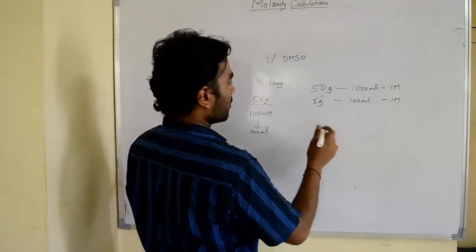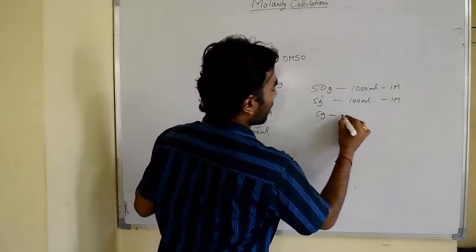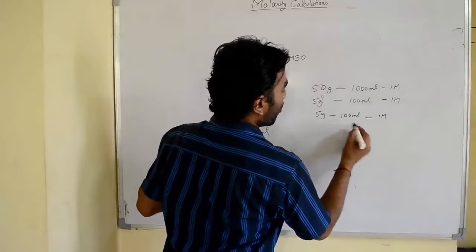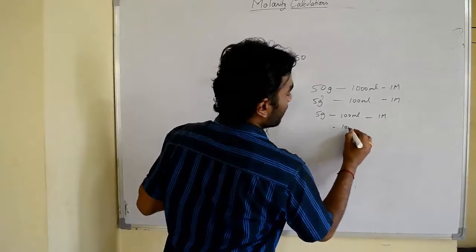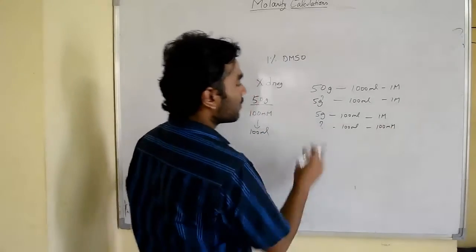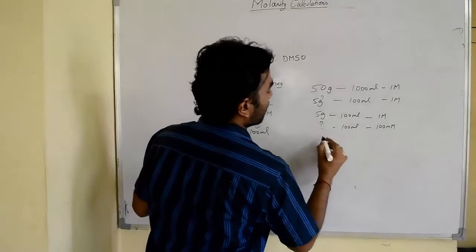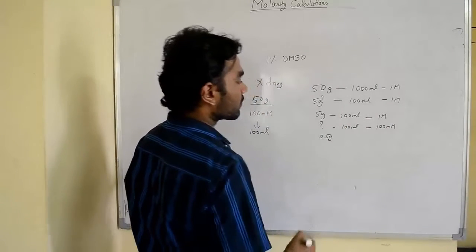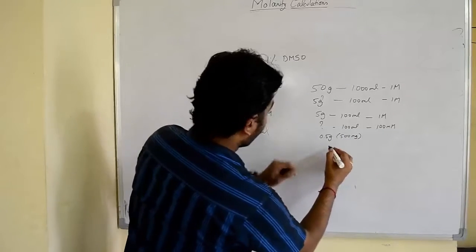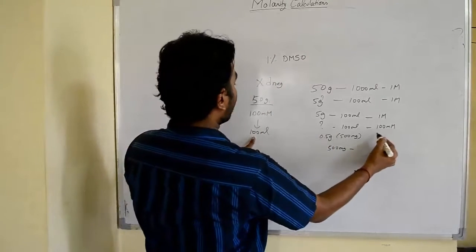Going on to the next step. This one is ready. Now I need this one. So if 5 grams is required to make 100 ml to get 1 molarity, how much should I take to get 100 millimolarity? Do the calculation here, forget about this, do the cross multiplication and you get 0.5 grams. So that is nothing but 500 mg. So you get 500 mg to be taken in 100 ml with 100 millimolarity.